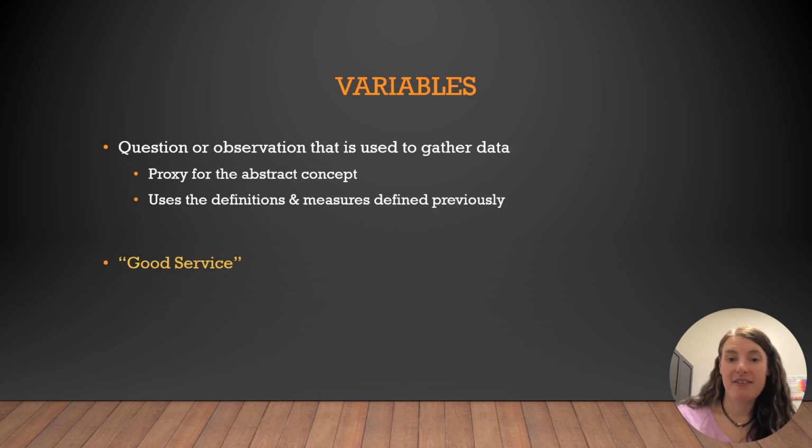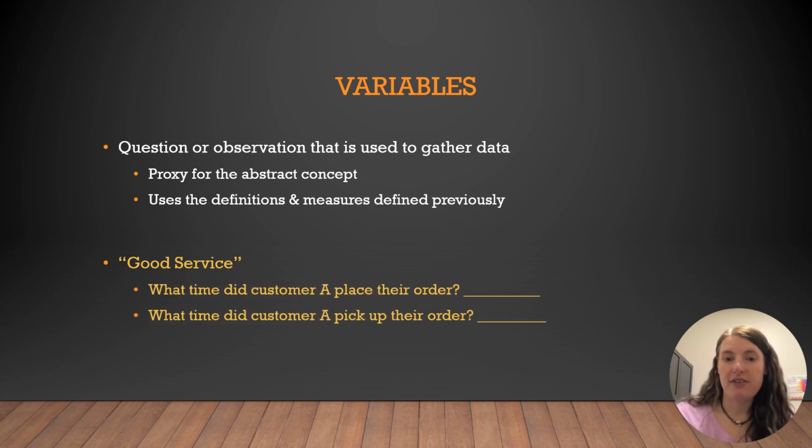Okay, so we're almost there, everyone. We're now at the bottom of the flowchart at the variable stage. This is just a fancy word for a real-world measure. It's the question, statement, or observation that you're going to make in your research. Variables are just a matter of putting together all of the decisions you made during conceptualization and operationalization into a final form. In terms of my good service example, here are my final 2 variables that I will use to measure good service: food order time and food pickup time.